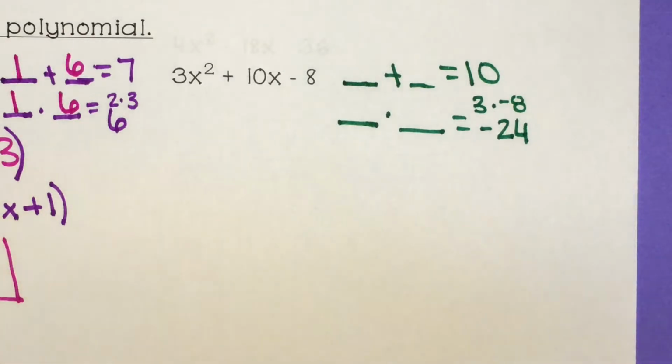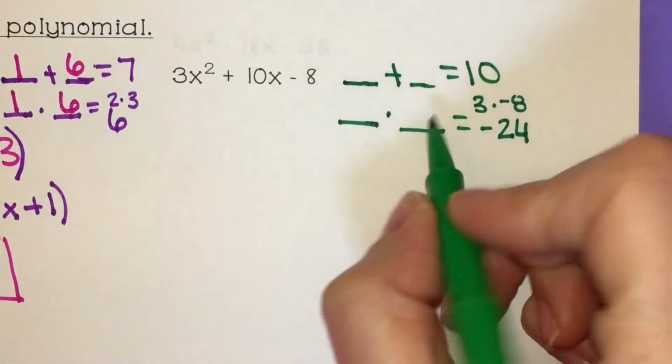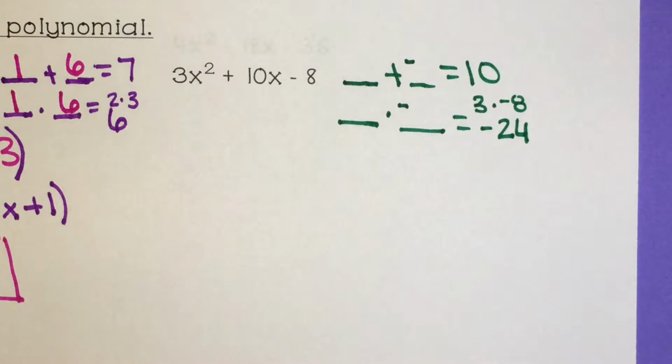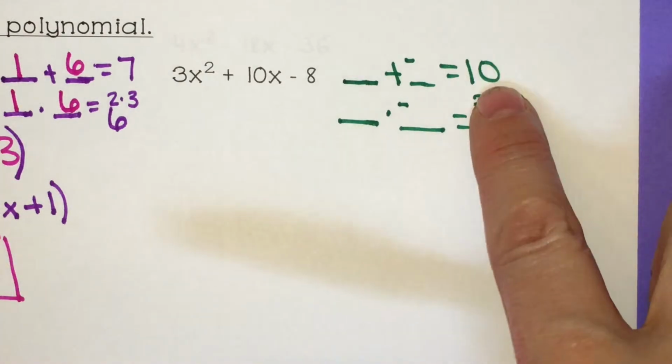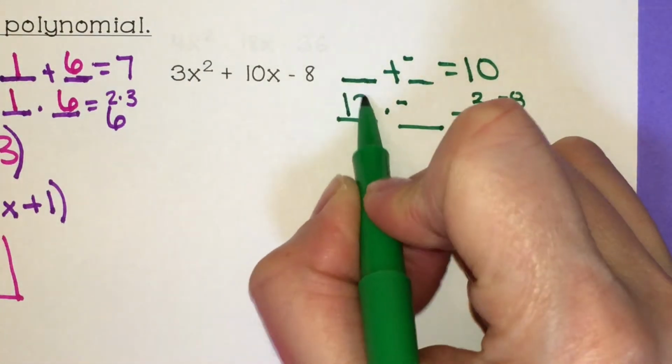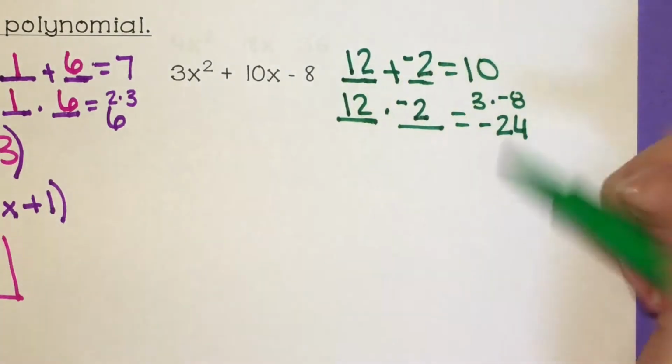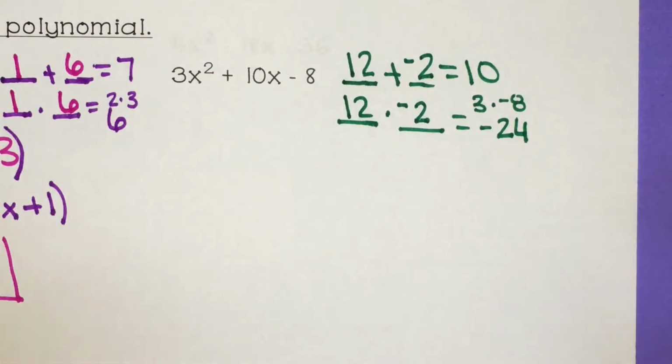Okay, so I know one's positive, one's negative. The larger one has to be positive because if I add them together and it equals a positive number, well, the larger one's positive. So let's do 12 times negative 2 is negative 4. 12 plus negative 2 is positive 10. So you might have to go through a few of the factors, but sometimes you get lucky and the first one you think of works.